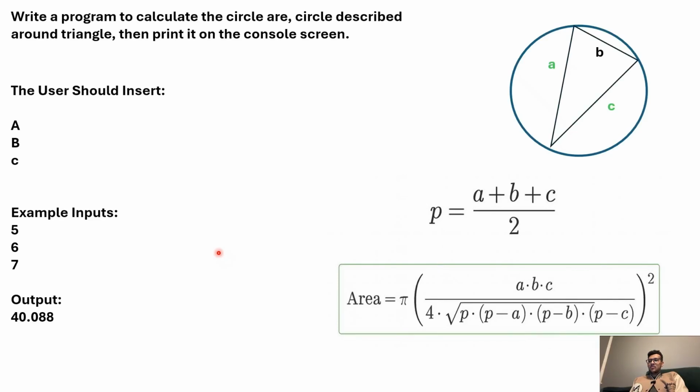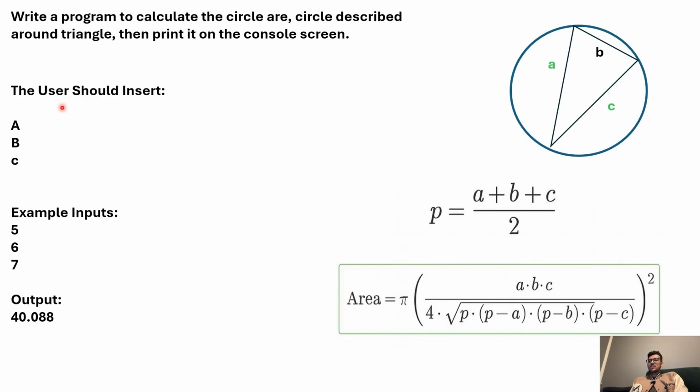Today we have problem number 21. It's about a program to calculate the circle area, the circle described around a triangle, then print it on the console screen. We have this circle described around a triangle, and inside it A, B, C, B the base, A and C the two sides.